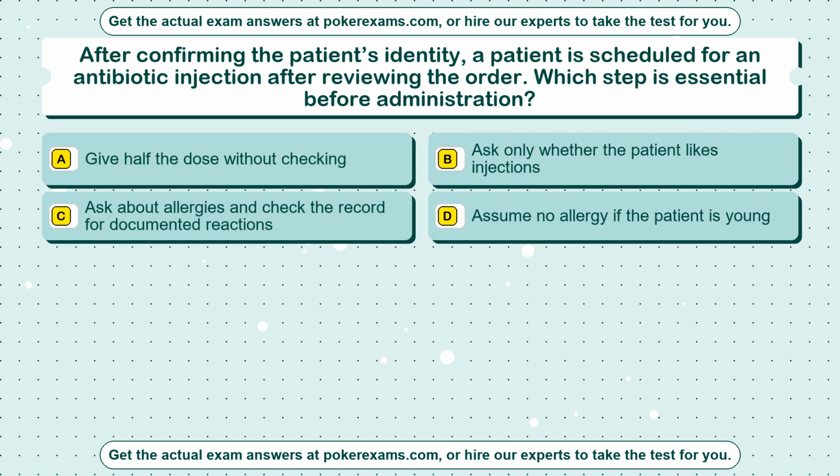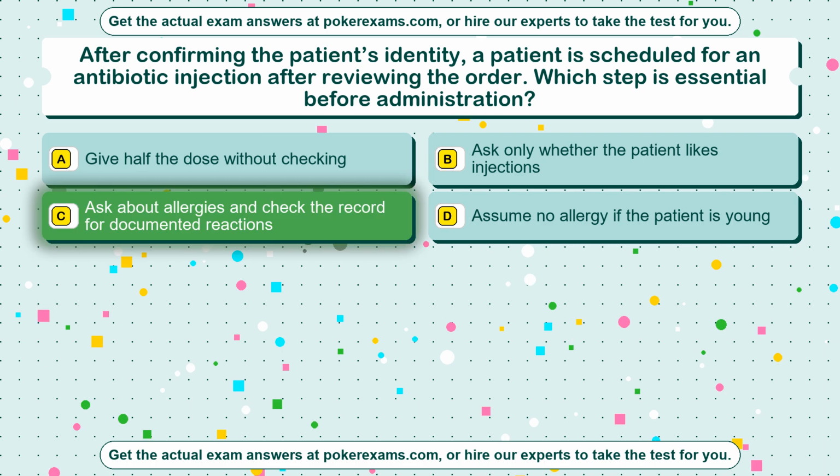Question 23. After confirming the patient's identity, a patient is scheduled for an antibiotic injection after reviewing the order. Which step is essential before administration? Option A, give half the dose without checking. Option B, ask only whether the patient likes injections. Option C, ask about allergies and check the record for documented reactions. Option D, assume no allergy if the patient is young.